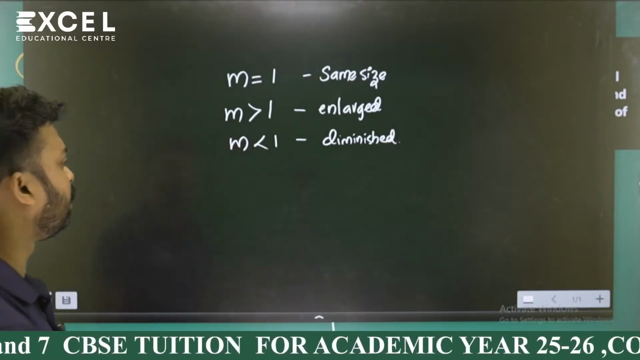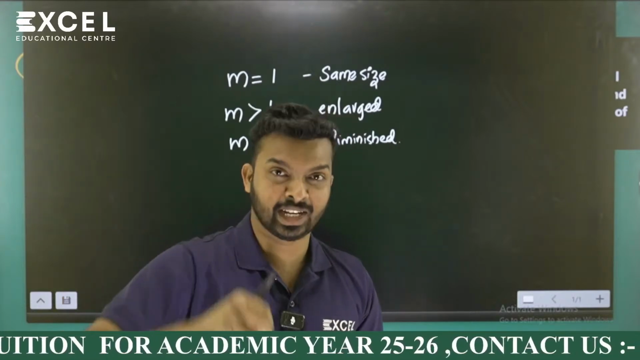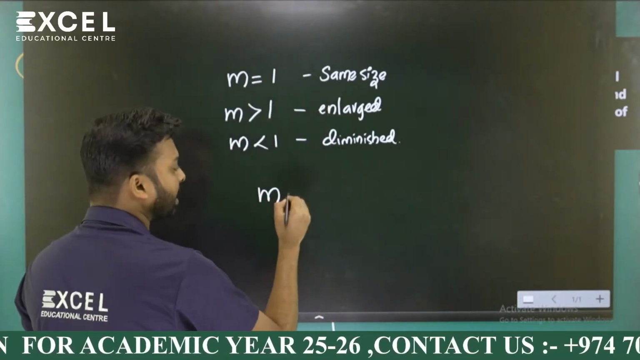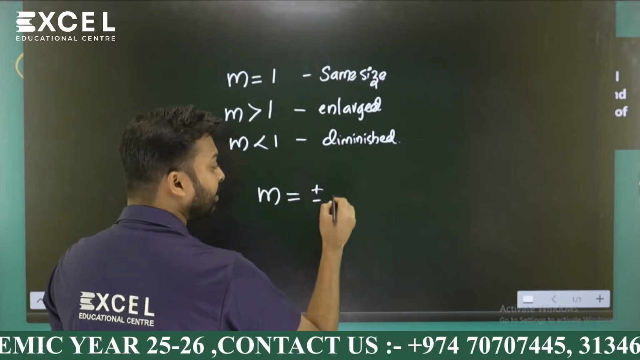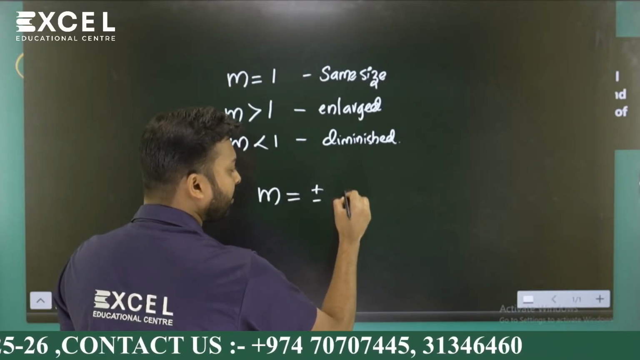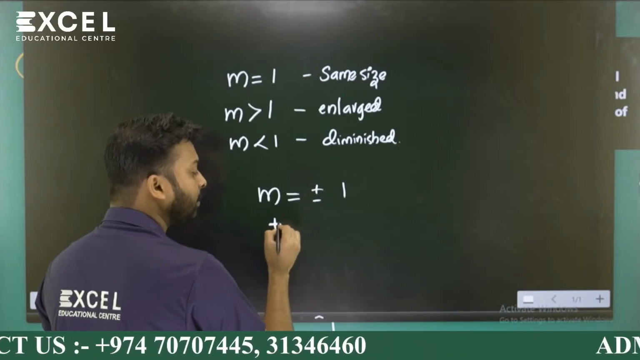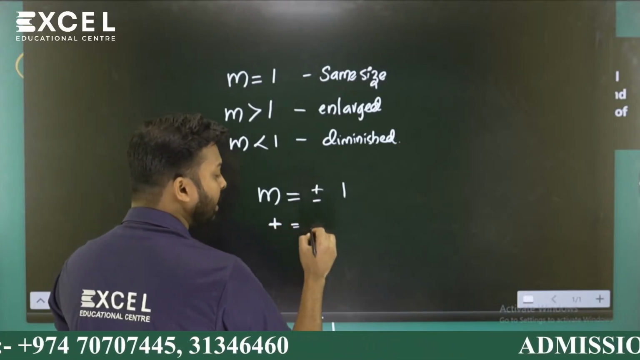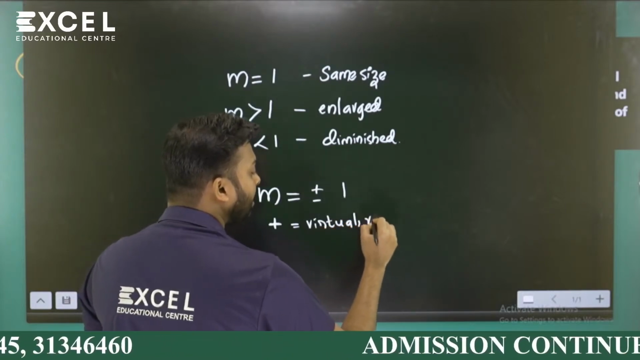And one more thing I'll tell you: the magnification will always have a value that is either positive or negative. Let's say the magnification is always equal to some value, positive or negative, and then one value will be there. Okay, let it be like I'm having 1. And this positive sign will indicate that the image is virtual and erect.